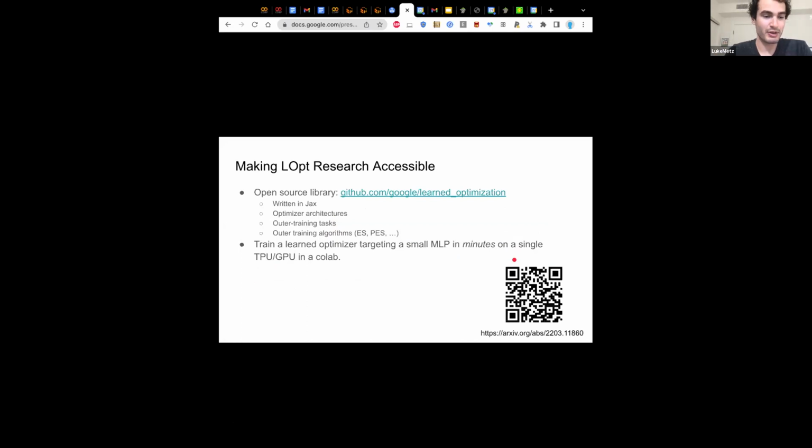Great. So one other thing that this work does that I'm particularly excited about is trying to make learned optimizer research more accessible. All the code and all the methods are open source in this package. It's a software library written in JAX. We have learned optimizer architectures. We have various different tasks, including the ones we trained here, as well as a bunch of different training techniques to train learned optimizers. What we've tried to do with this paper and with this library is to switch the effort required to train a learned optimizer from needing big clusters of machines that are painful to set up to being able to do it in a Colab in a couple minutes, essentially thanks to JAX. So with that, I will end, and I'm happy to take any questions.